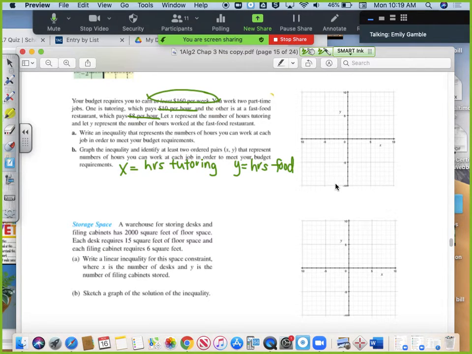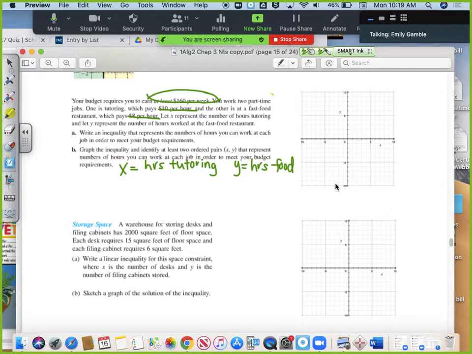A asks us to write an inequality that represents the number of hours you can work at each job in order to meet your budget requirements. So before we can graph anything, the first thing we should do is create the inequality in letter A. I know that we need to earn at least $160 per week.